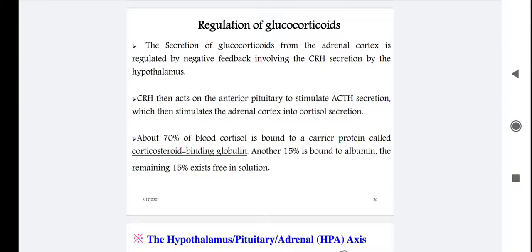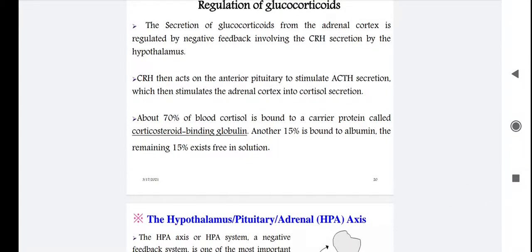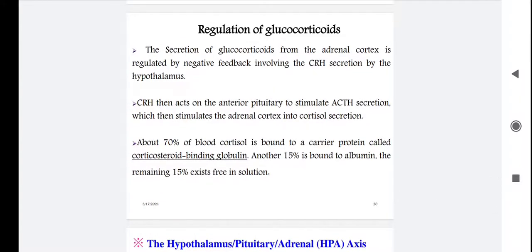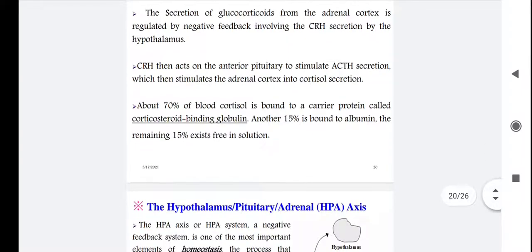About 70% of cortisol is bound to a carrier protein called corticosteroid binding globulin. Another 15% is bound to albumin. The remaining 15% exists free in solution. So we have three forms of cortisol in the body: bound to the protein carrier called glucocorticoid or corticosteroid binding globulin, another bound to albumin, and the remaining is free.